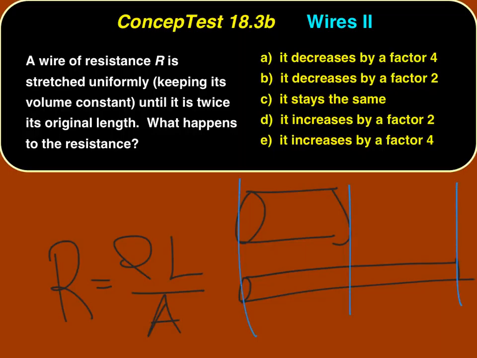So if it's twice, this is increasing by a factor of 2, but the cross-sectional area is decreasing by some factor.